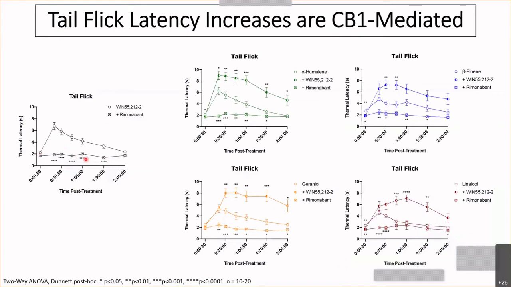Okay, that makes sense. We then look at all of our terpenes. So this is terpene alone. You see the tail flick antinociception produced to varying extents by all 4 terpenes. All 4 terpenes, you see a complete loss of any antinociceptive activity with the CB1 antagonist, strongly suggesting that all terpenes are producing this tail flick effect through the cannabinoid receptor 1. So same as THC, same as Win, same as anything else you might imagine.